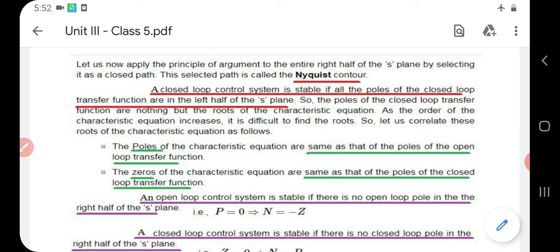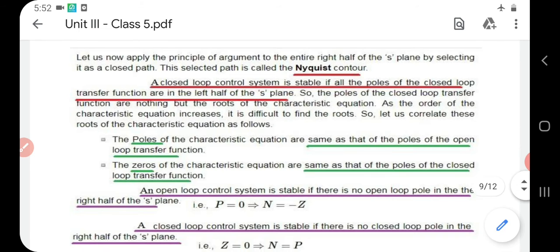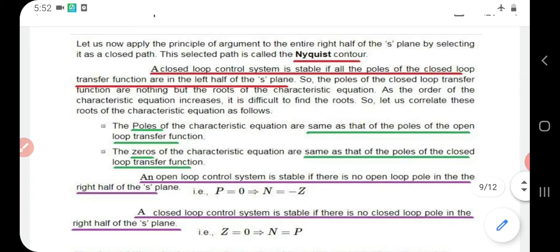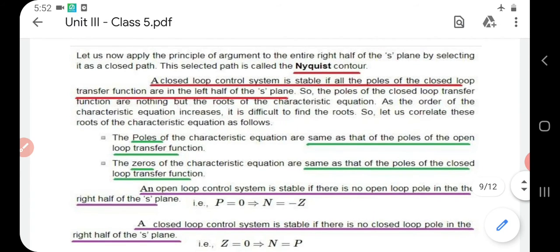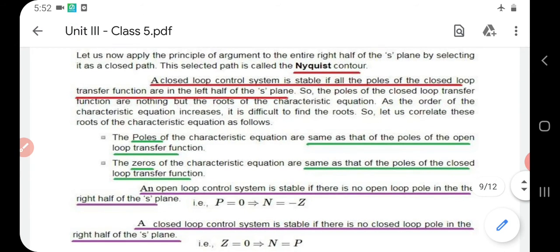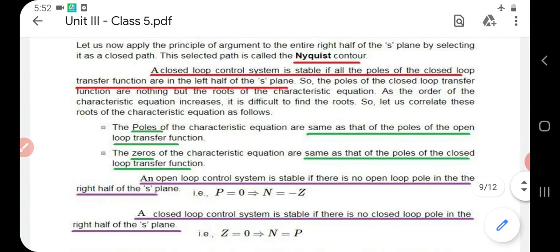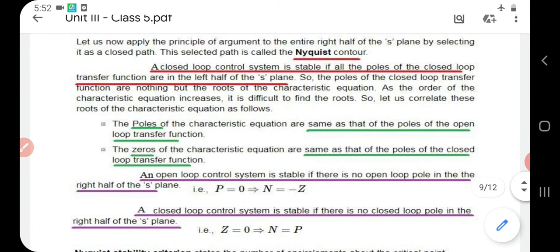Poles of the closed loop transfer function are actually roots of the characteristic equation. As the order of the characteristic equation increases, it will be difficult to find the roots. So we correlate the roots of the characteristic equation as follows. This is how we summarize. That is, the poles of the characteristic equation are the same as the poles of the open loop transfer function, whereas zeros of the characteristic function are the same as the poles of the closed loop transfer function.